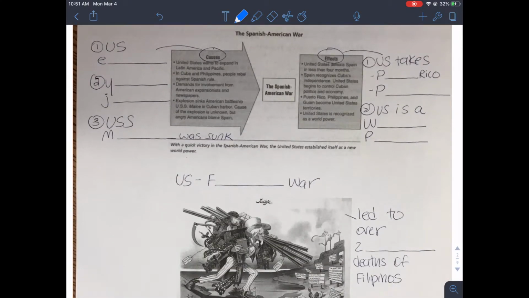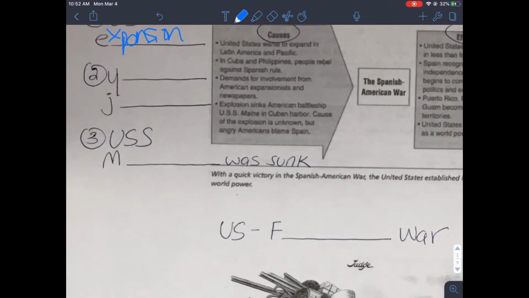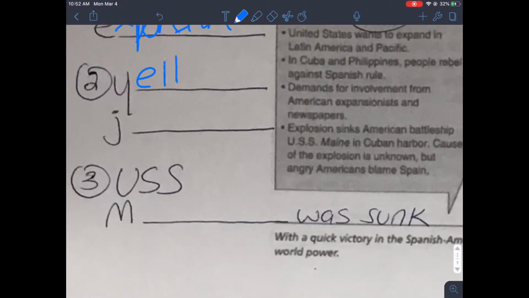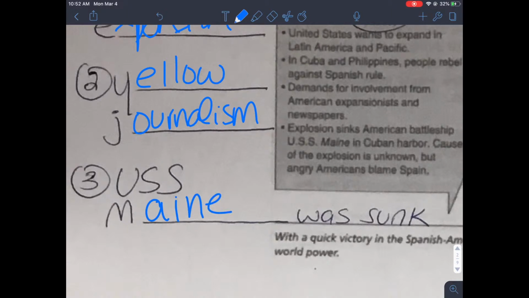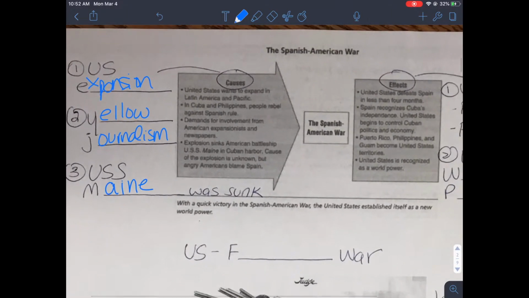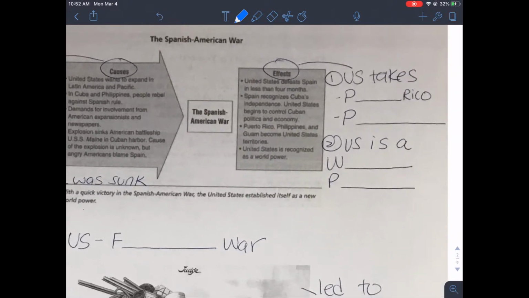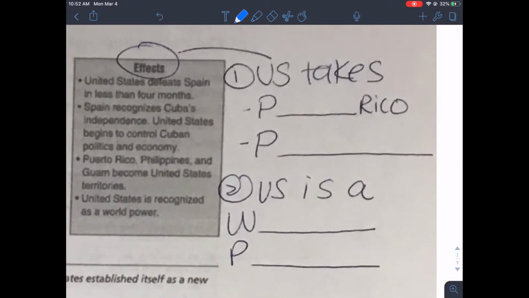So in the Spanish-American War, some of the causes or the reasons why the United States is going to go to war: the U.S. wants to expand its power. So the U.S. wants expansion. Something called yellow journalism. That's when newspapers would exaggerate or lie about the truth to motivate Americans to support imperialism. And there was a ship called the USS Maine that was sunk. Many blamed Spain for it, but there really was no evidence that Spain did it.